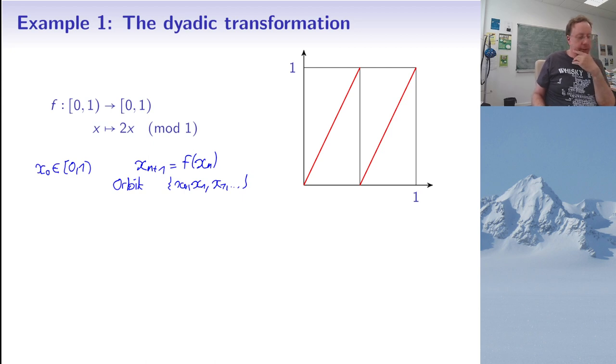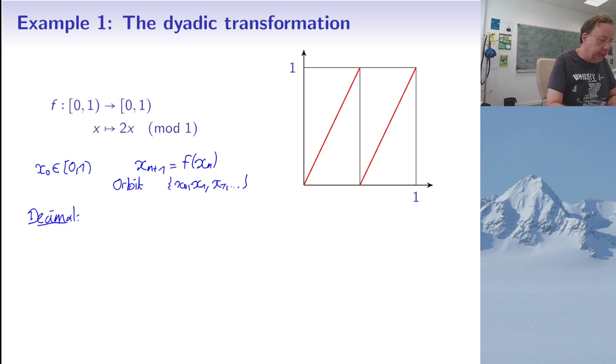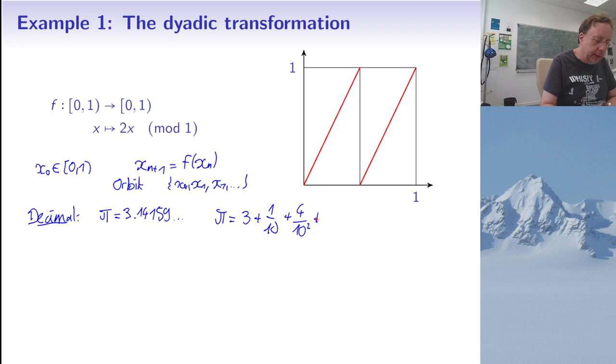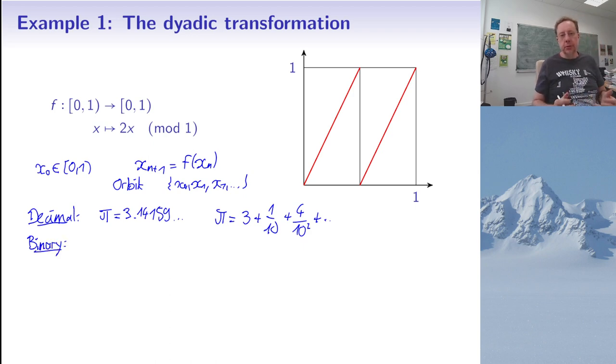What can we say on this sequence? Now, a useful tool for this particular map is a binary decomposition. Let me recall, if I look at the decimal expansion. What I mean, for instance, if I write that pi is equal to 3.14159, etc., what I actually mean by that is that pi is equal to 3 plus 1 over 10 plus 4 over 10 to the square plus and so on. So I have a decomposition into powers of 10. Now for a binary decomposition, I do the same thing but with powers of 2 instead of 10.